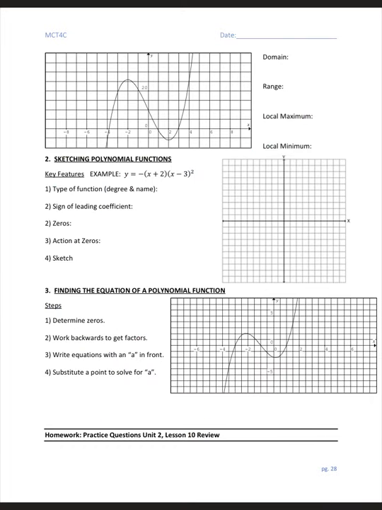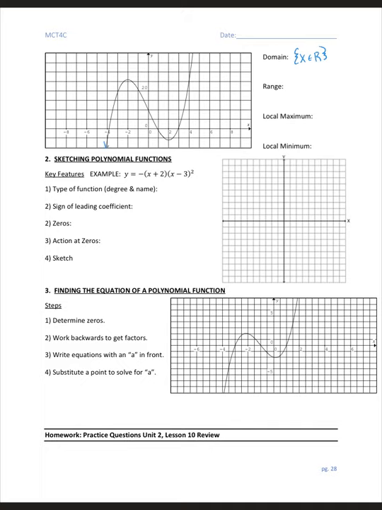All right, so we have a graph here. Let's see if we can identify some of these key features. So we have a cubic, so our domain is going to be x for all real numbers, right? That graph is going to extend on in both directions, so we're going to eventually get all of our x values. So we'd say x for all real numbers.